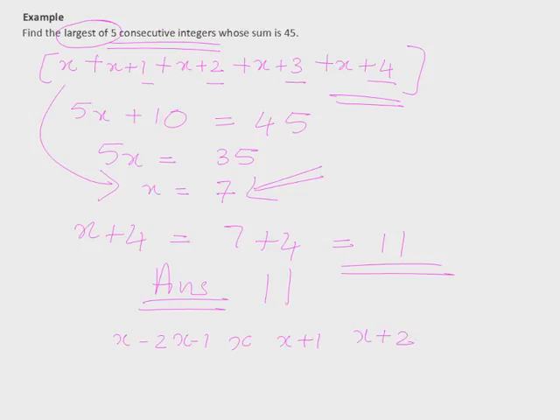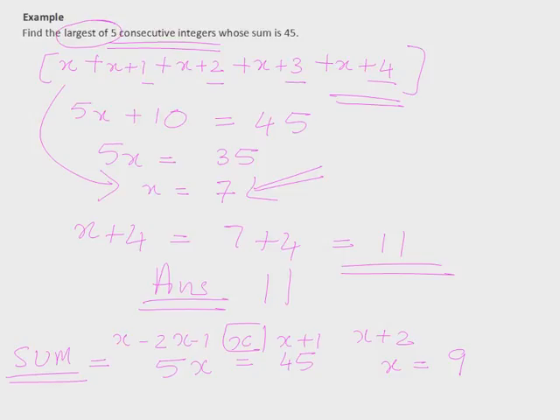Why is this nice? Because when I add these 5 integers, the negative 2, negative 1 and the 1 and 2 vanish. And the sum just turns out to be 5x. And remember, x is now the middle integer. So we get 5x is 45 and x turns out to be 9. How is that possible? Why not? Because the middle integer is 9.